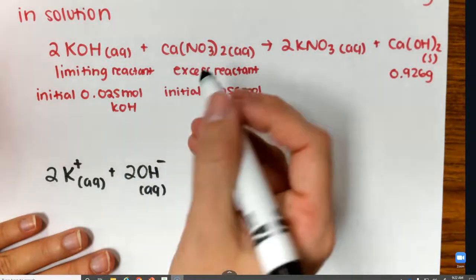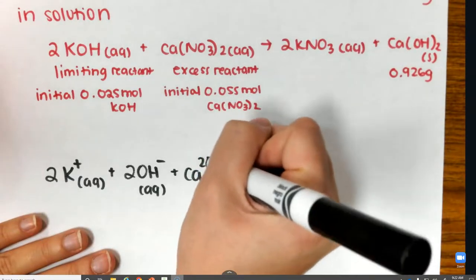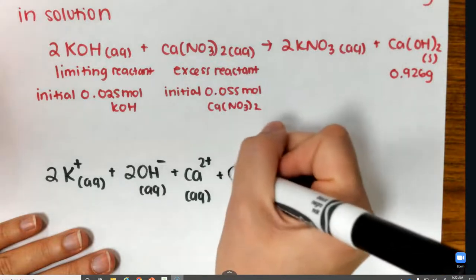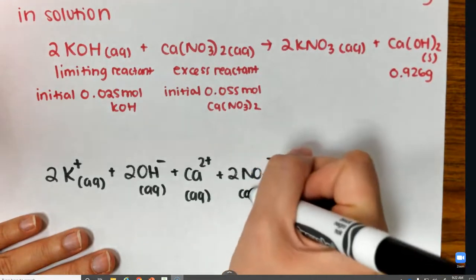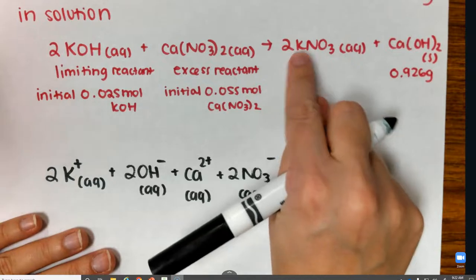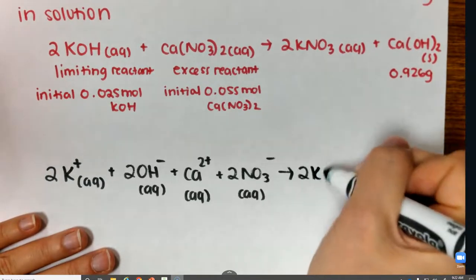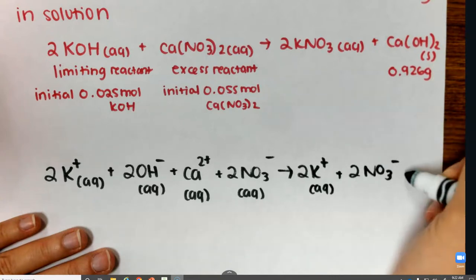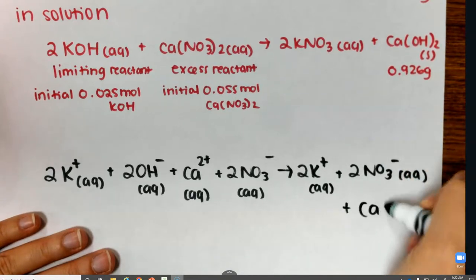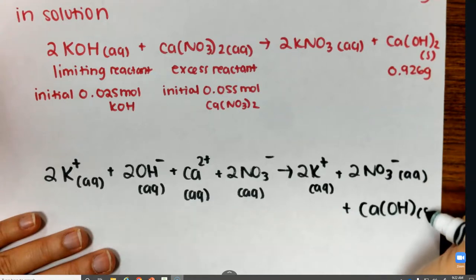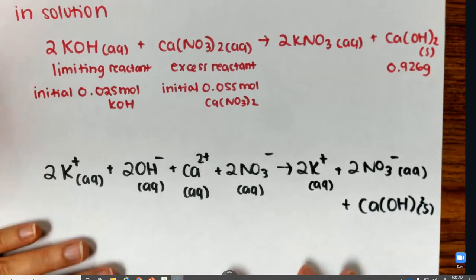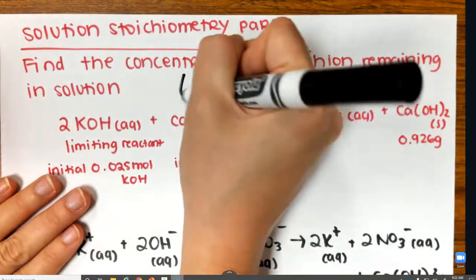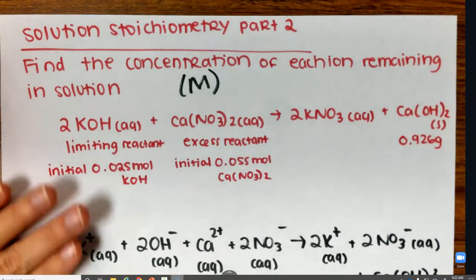The calcium nitrate dissociates in solution. So we've got a calcium ion, and then we have 2 nitrate ions because of that subscript. They're not together. That will make 2 potassium ions plus 2 nitrate ions, which are dissociated, and our calcium hydroxide, which stays together because it's a solid. That has a 2 out there. Why did I do this? Because we want to find the concentration, or the molarity, of each ion left in solution.